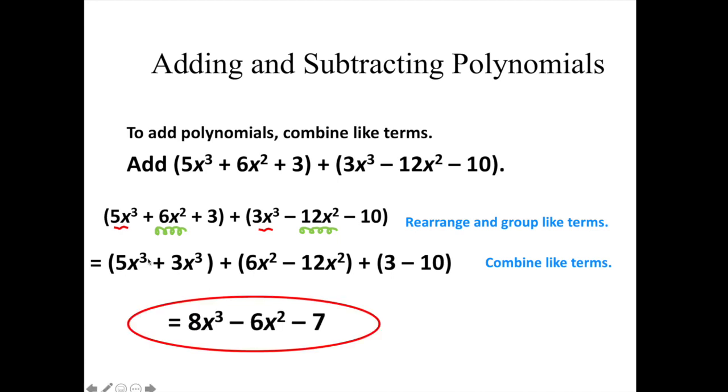So I've got 5x cubed plus 3x cubed gives me 8x cubed. 6x squared minus 12x squared gives me a negative 6x squared. And then 3 minus 10 gives me my negative 7.